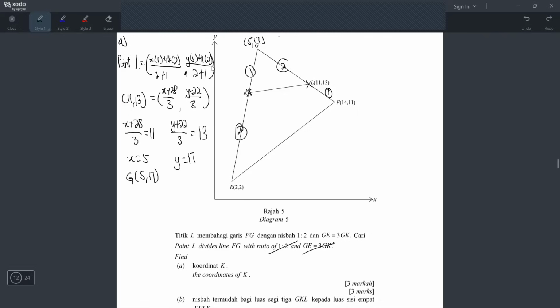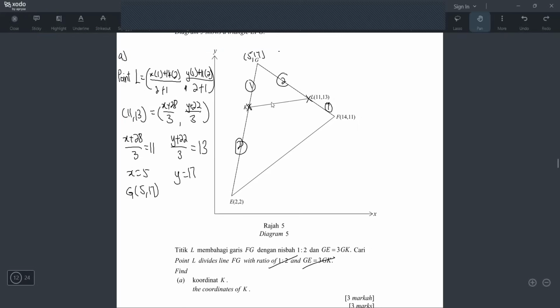But which formula will I use? The same formula that I used just now, right? But this time, can you tell me, do I write point K equals, point G equals, or point E equals? I have to write point K equals, because if you pay attention, I mentioned to you already, when you write this point, you always have to write point in between. That is why just now I wrote point L equals. I never write point G equals, even though I'm finding point G. The formula is like that.